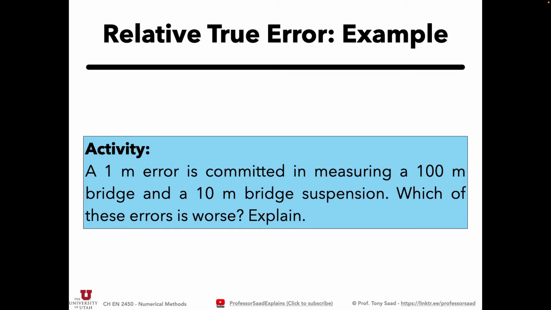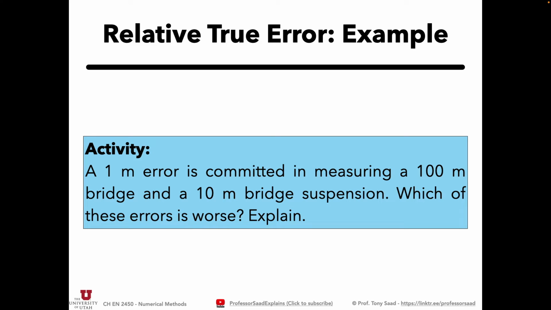Because the car is driving on the bridge and, okay. So what do you think? The error committed in measuring the suspension is much worse than the error committed in measuring the bridge. Because a 1-meter error on a 10-meter suspension is 10% of those 10 meters, right? Versus a 1-meter error on a 100-meter bridge, which is 1%, right? So you need a relative error.